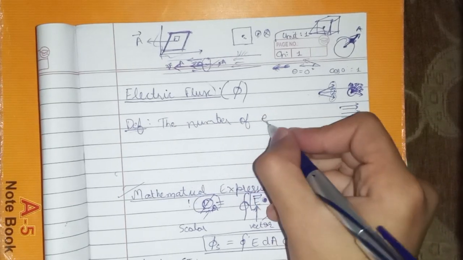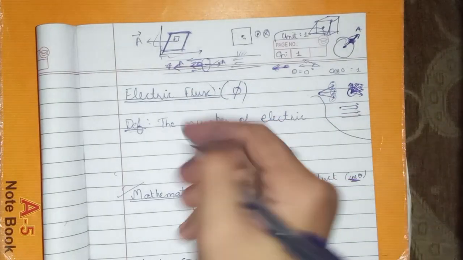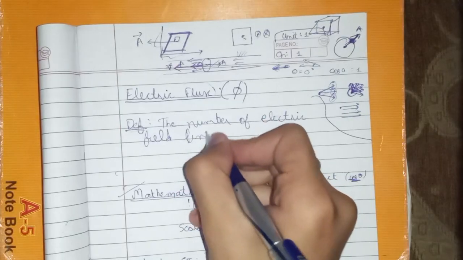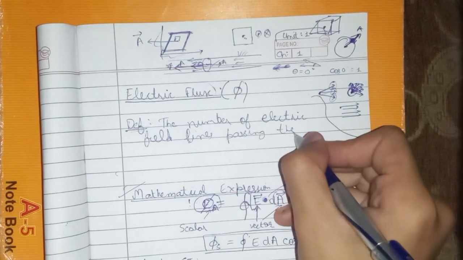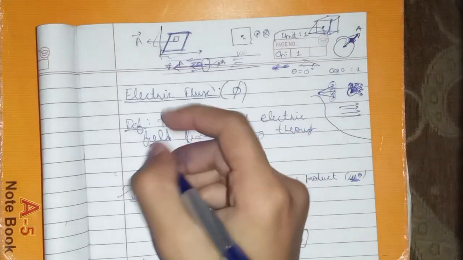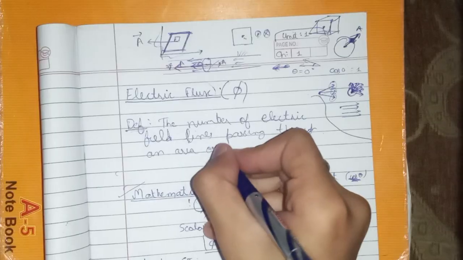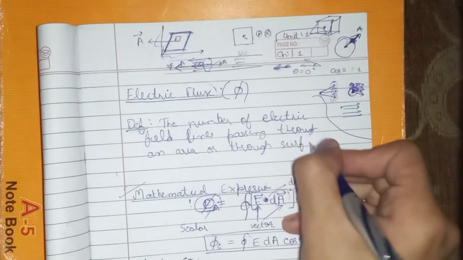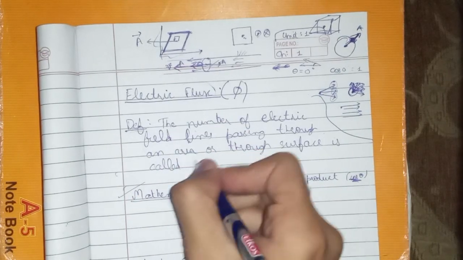Now, what's electric flux? The number of electric field lines passing through an area or through a surface is called electric flux.